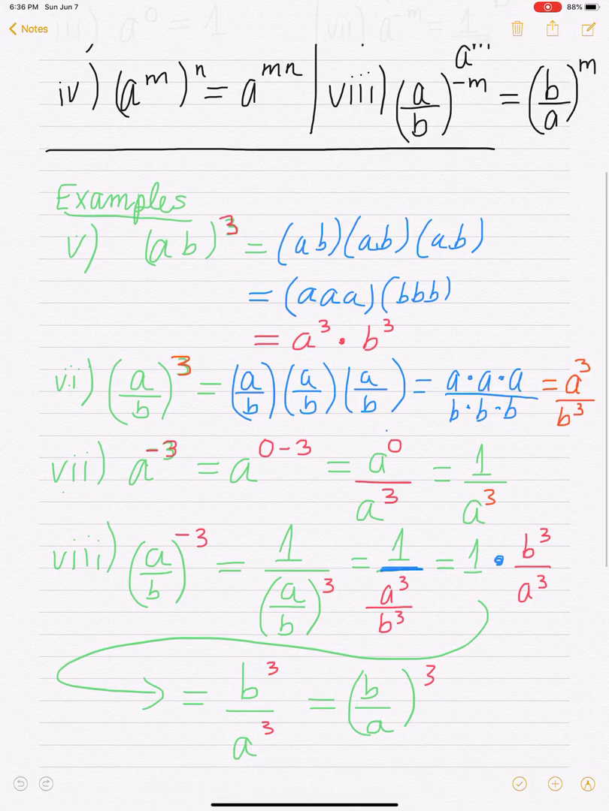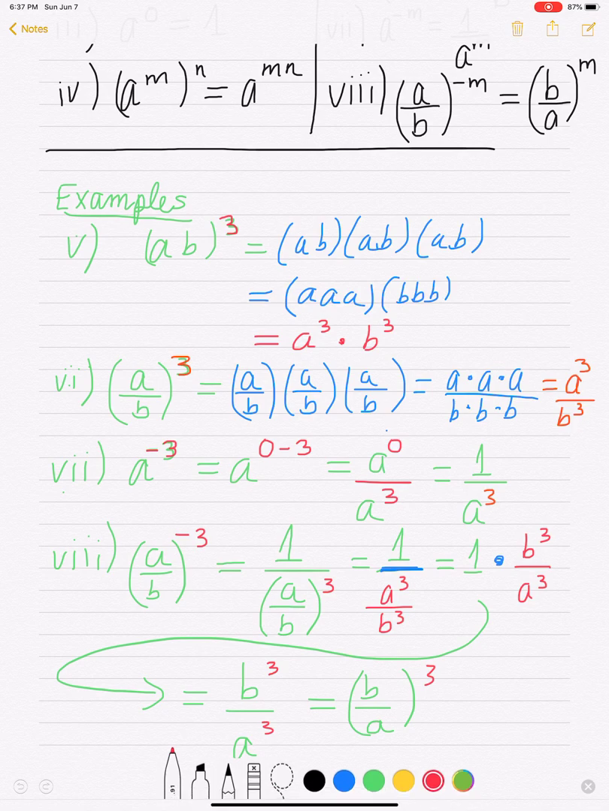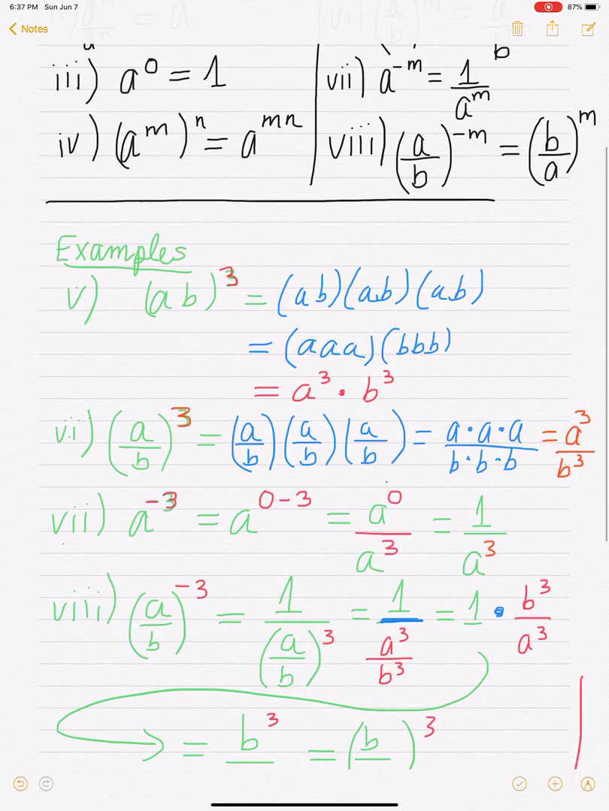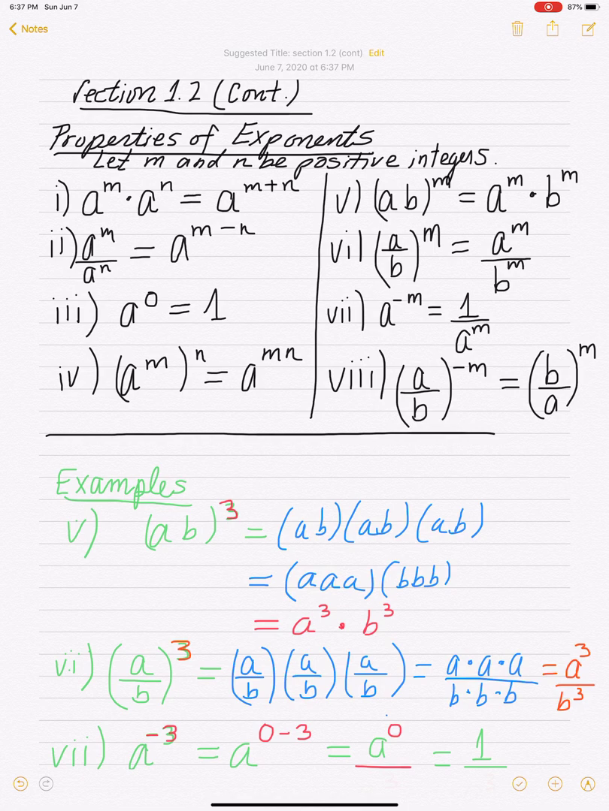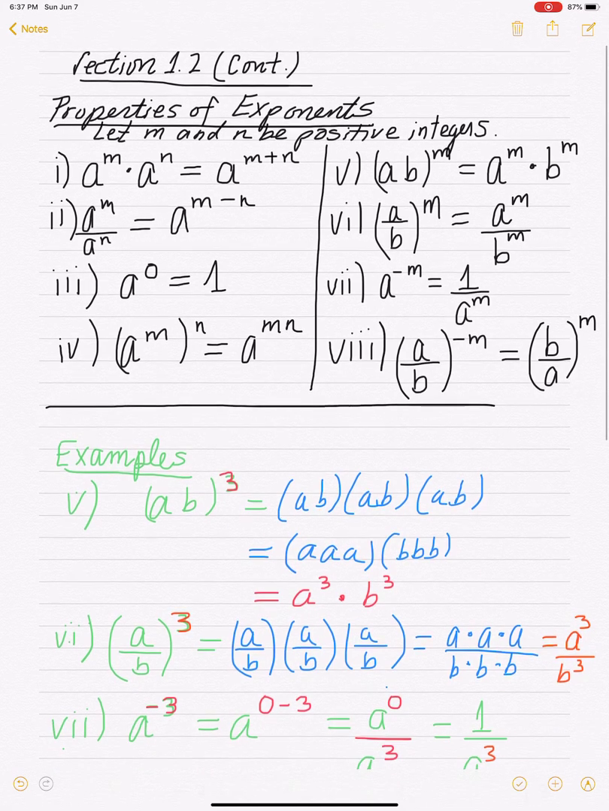Pay attention to property number 8. It said that when we had a negative exponent over a fraction, so a over b to the negative third power, you would flip your fraction, turn it into b over a, and make the exponent positive. So there are all the properties of exponents. Make sure you learn all these properties of exponents. Numbers 1, 2, 3, 4, 5, 6, 7, 8. 8 properties of exponents you need to become familiar with. So in our next video, we're actually going to put these to use. We're going to use these properties of exponents to simplify exponential expressions.